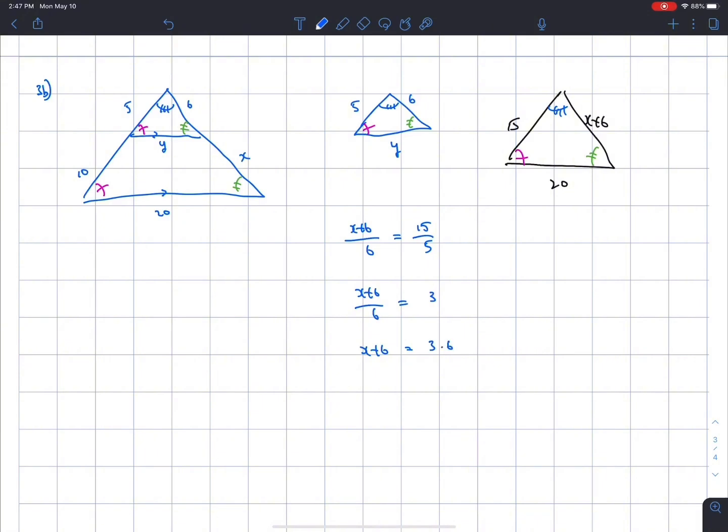Now we can cross multiply. We get x plus 6 equals 18. So x equals 18 minus 6. x equals 12. And that's the answer. x equals 12.